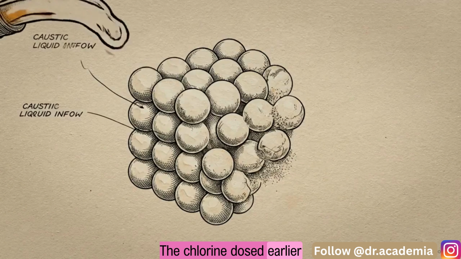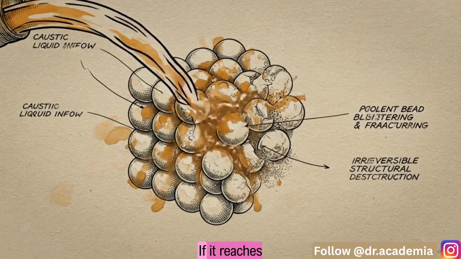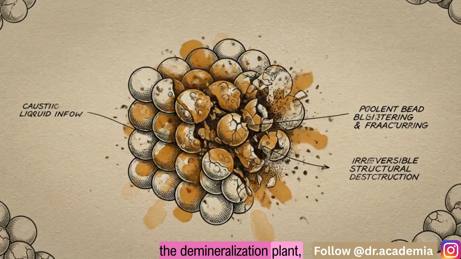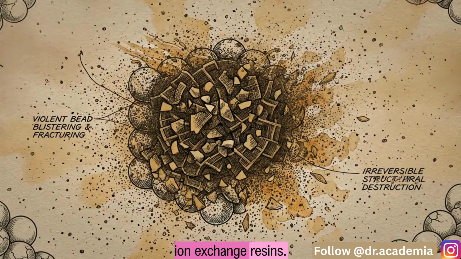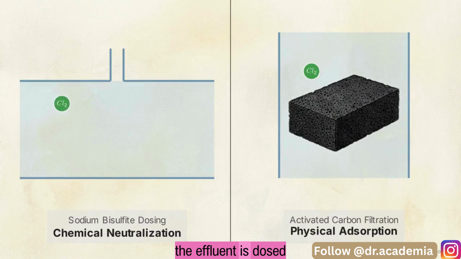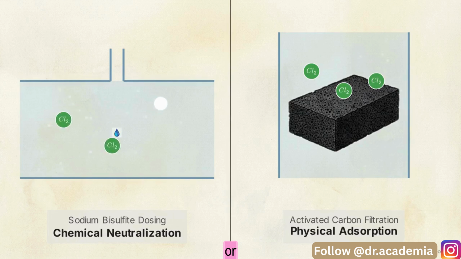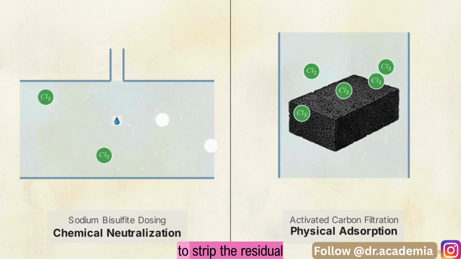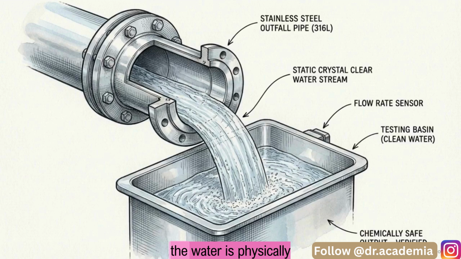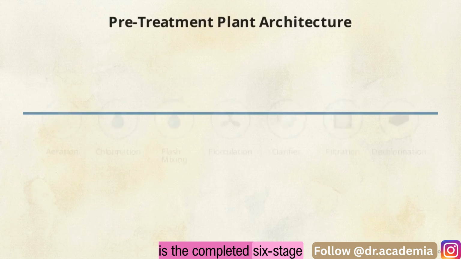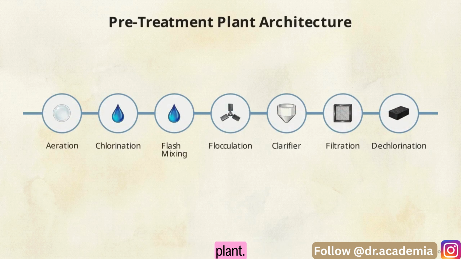The chlorine dosed earlier is highly oxidative. If it reaches the demineralization plant, it will irreversibly shred the fragile ion exchange resins. To solve this, the effluent is dosed with sodium bisulfite or passed through activated carbon to strip the residual chlorine from the water. This final step ensures the water is physically clean and chemically safe for the downstream resins. This is the completed 6-stage sequence of the pre-treatment plant.